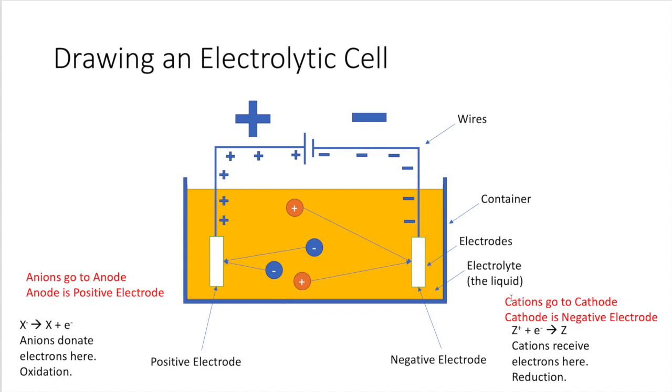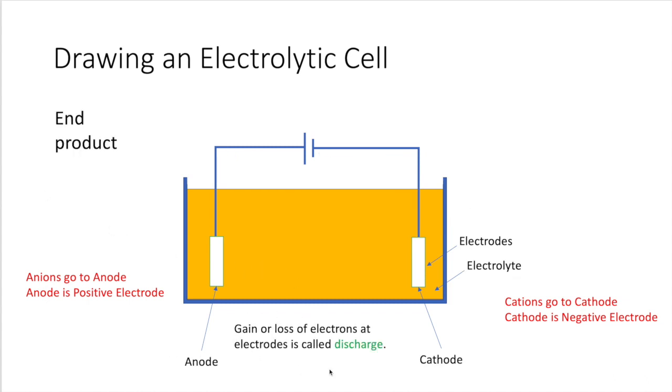The cations go to the cathode to receive electrons. At this side, reduction occurs. As a general rule of thumb, just remember that cations go to the cathode, which is the negative electrode, and the anions go to the anode, which is the positive electrode. At the electrodes, the act of gaining or losing electrons is called discharge.